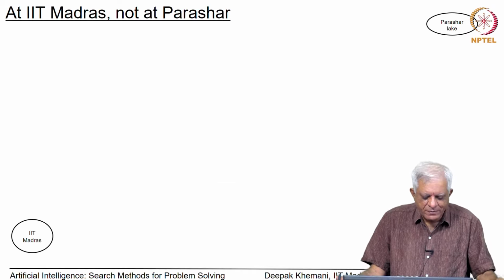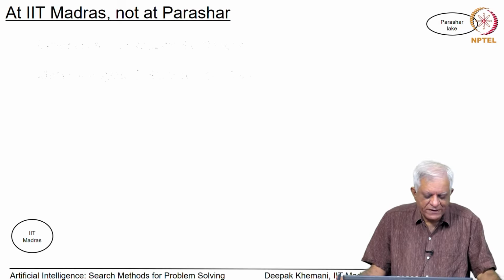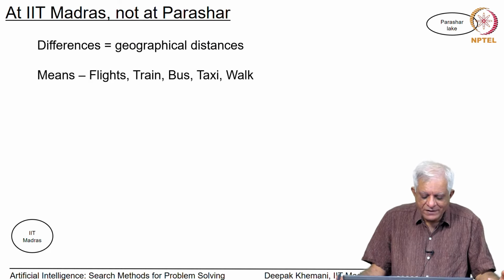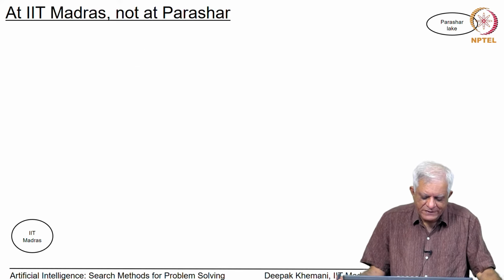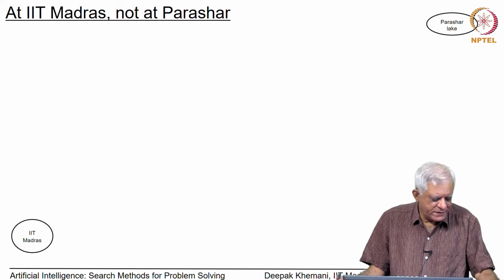So, in our problem where you are at IIT Madras and you are not at Parashar, that is the difference between the two things, and the operator difference tables, as we have just said, are geographical distances and the means are flights, train, bus, taxi or walk. Let us assume that these are the options available to you. Then we said reduce the largest difference first. So, maybe this is what you would typically do.